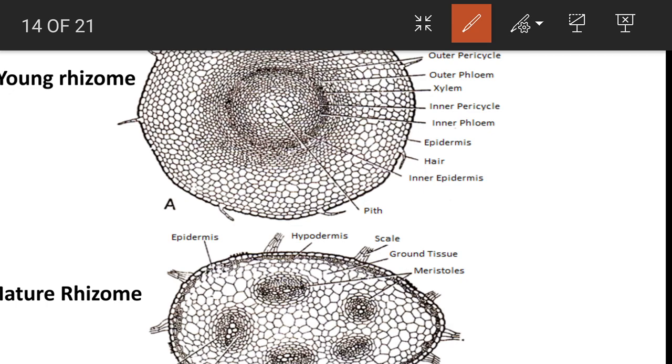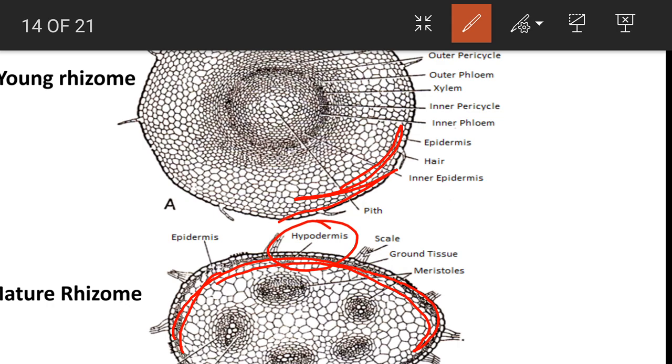In case of young rhizome, the hypodermal region cells are not lignified, but in case of matured, you can find here, that is hypodermis, you can find some lignified cells here which we call the sclerenchyma tissue. Whereas in this young rhizome, you are not going to find the lignification of this stem, because as and when the rhizome matures, as it needs more strength, the cells in the hypodermal region become lignified.